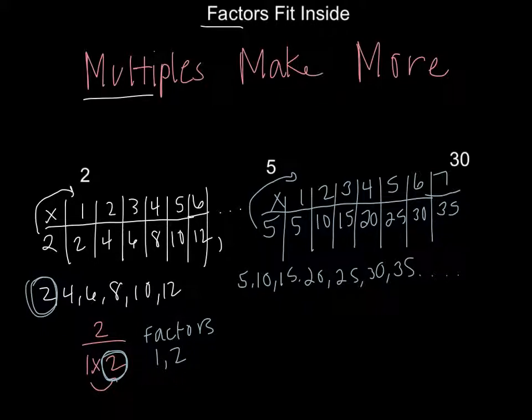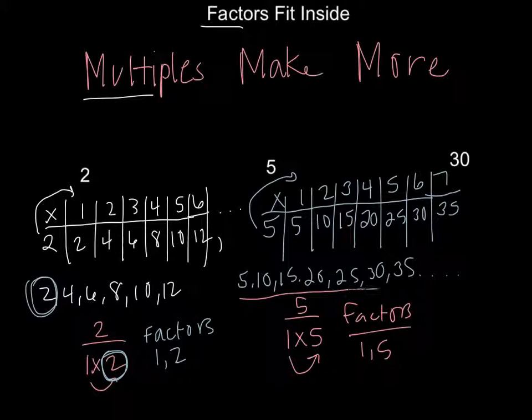And once again, let's look at our factors. And 5 is also a prime number. So starting with 1, I would try 1 times 5. 2, 3, and 4 will all not evenly fit inside of 5. So that's my turnaround point. So the factors of 5 are 1 and 5. And I know that my multiples of 5 will just go on forever and ever.